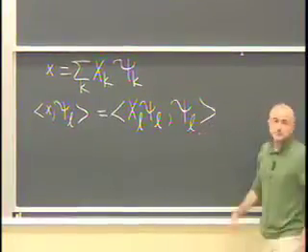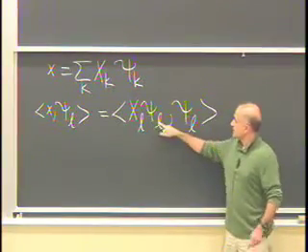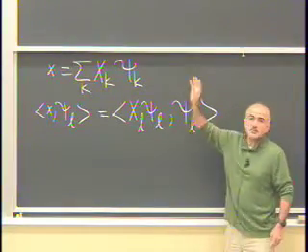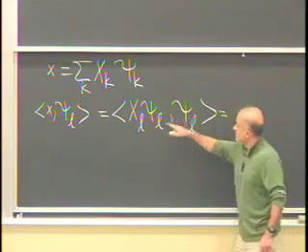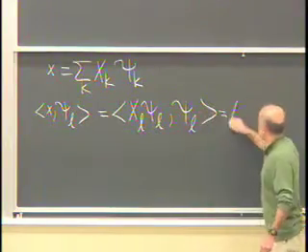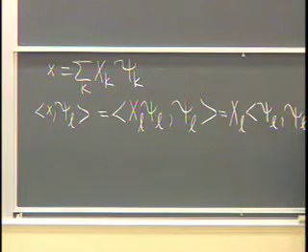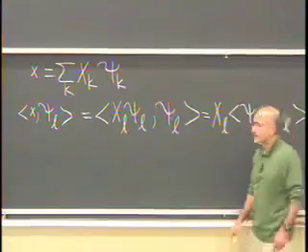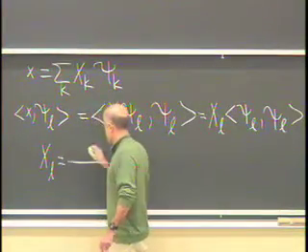x_L psi_L, psi_L. Right? All the other terms, because these happen to be orthogonal for other indices, all the other terms go away. The only one that's non-zero is this one. x sub L is a constant. I can pull it out. And so now I have an expression for the Lth coefficient.